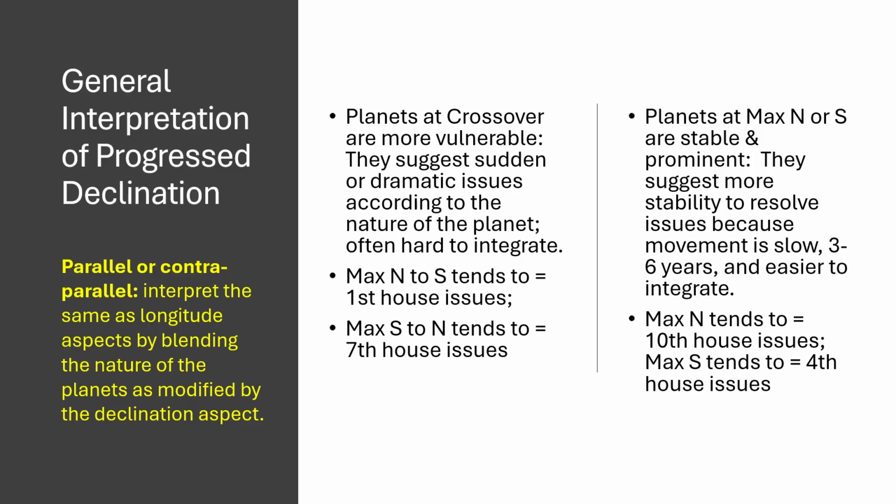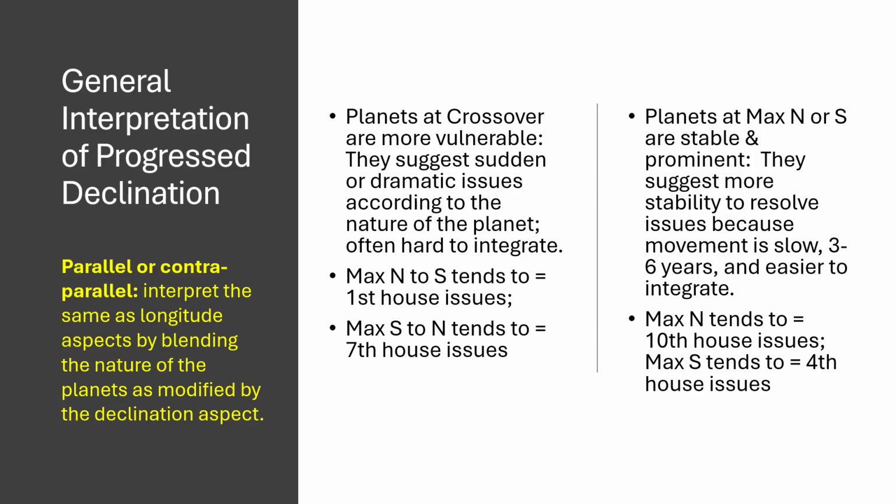Now, natally, that's not going to be quite so, that's something somebody works with all the time. But when other planets then cross that crossover position, it will trigger any planet there. Maximum north or maximum south, that tends to be, well, actually maximum north to south. If you're traveling from the north, you're crossing over to the south, that tends to trigger first house issues. And especially the moon traveling from the south to the north tends to trigger seventh house issues.